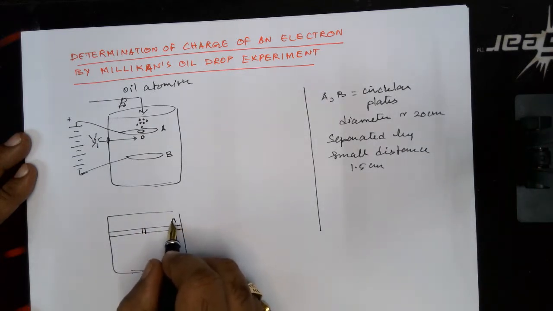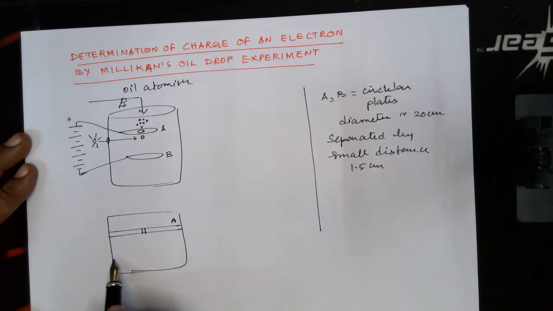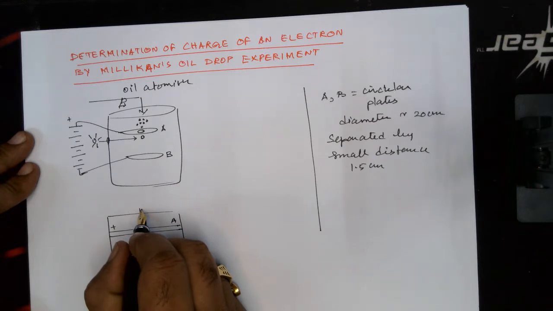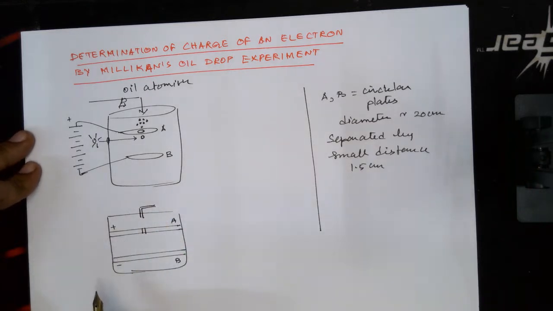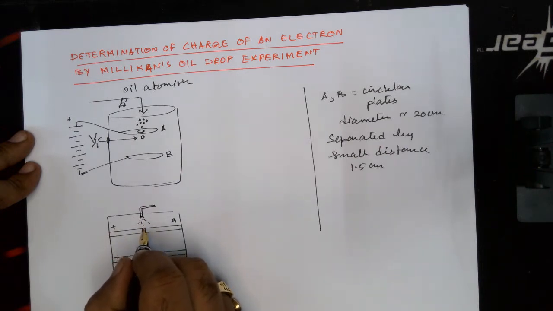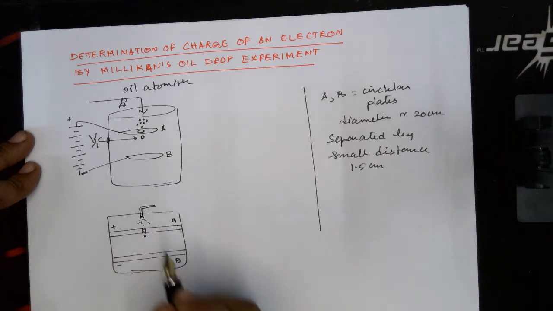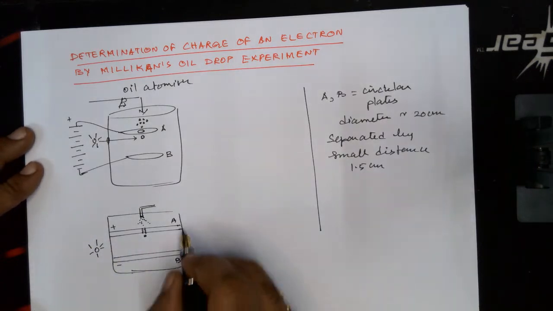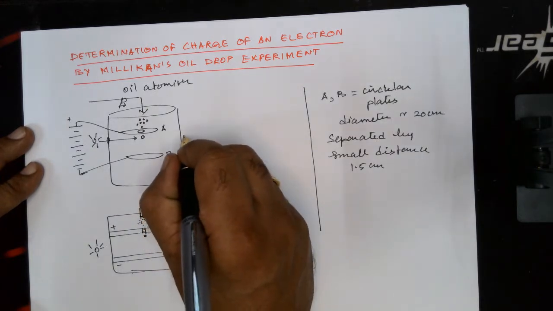So this is the anode plate A, this is the cathode plate B. There is an orifice here, and this is the oil pump, atomizer, from which oil is dropping like this, and we are permitting one drop like this. We have got the light source here, and we have kept a microscope also here.